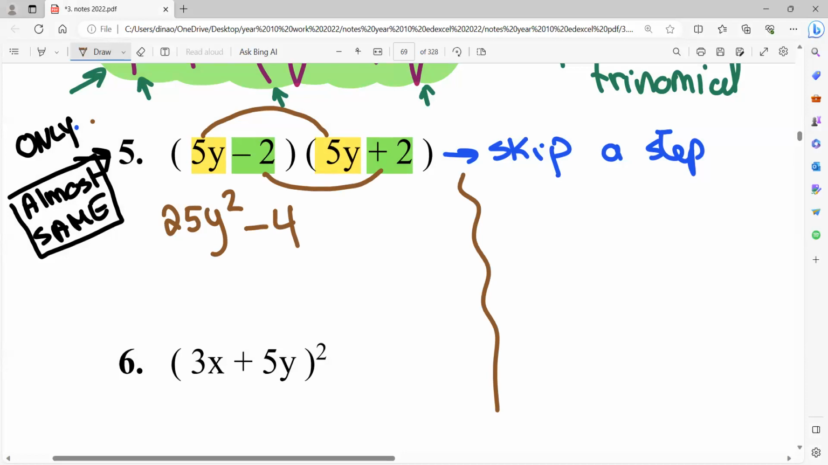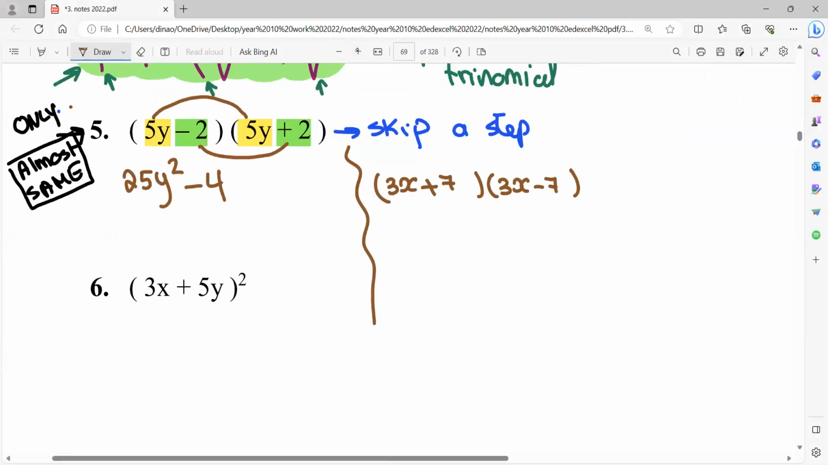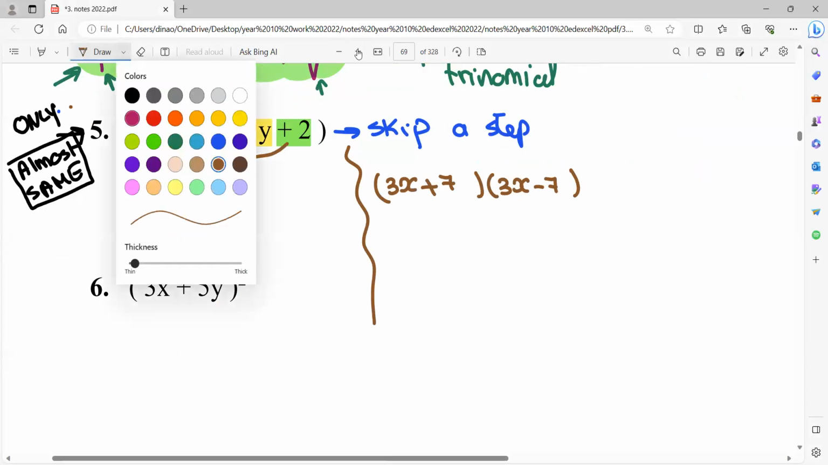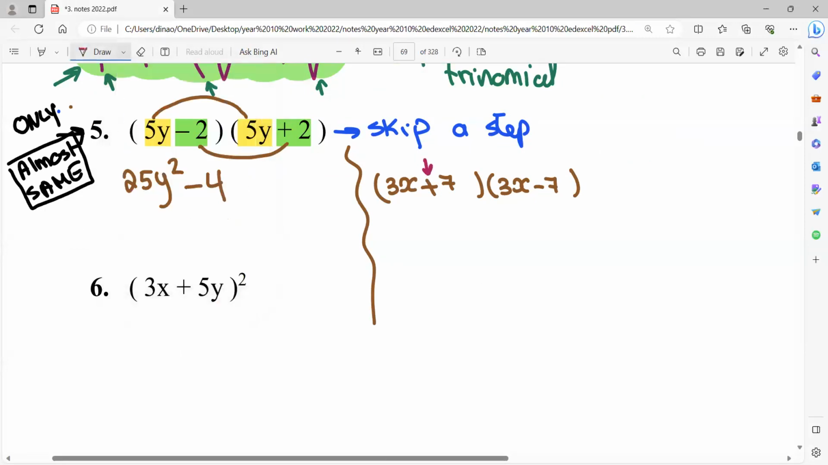So let me give you another example over here. Assuming I have this, okay? 3x plus 7 times 3x minus 7. These two brackets, can I consider them as almost same? Yes, I can. Why? Because by labeling with an arrow, as you can see, the only difference between them is the sign.